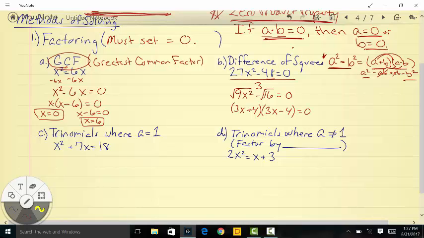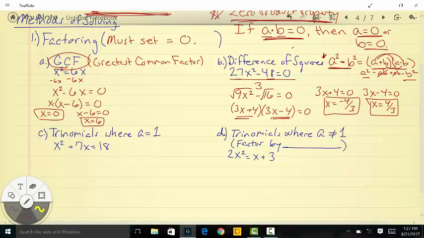Now once again, we're going to apply the zero product property. Two things multiplied equaling 0 means either 3x plus 4 has to equal 0 or 3x minus 4 has to equal 0. Giving us that x is either equal to negative 4/3 if you solve this equation, or x is equal to positive 4/3 if you solve the other equation. So that's our second factoring method, and it's called the difference of squares method.